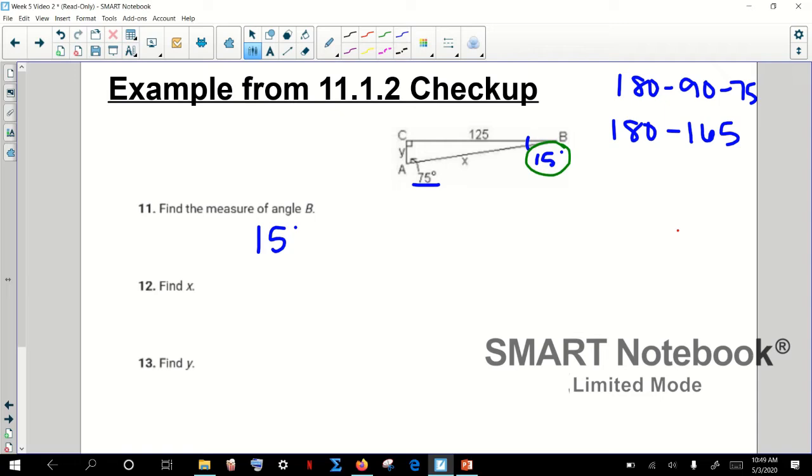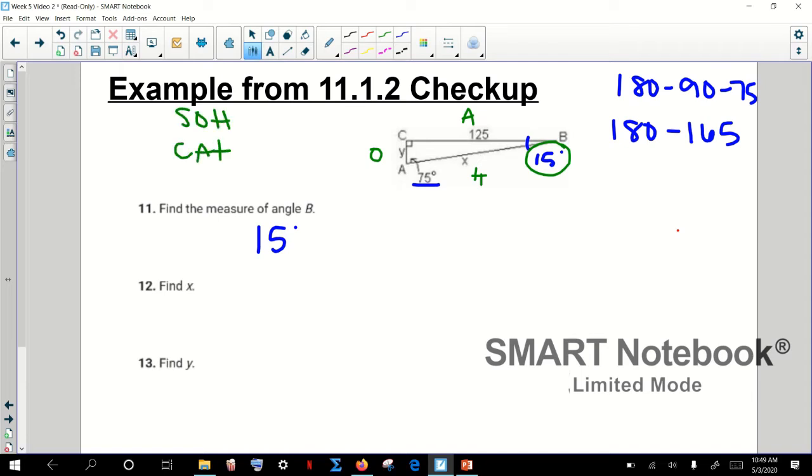If I want to find x, let's label our triangle accordingly. Y is going to be the opposite side from 15. X is going to be our hypotenuse since it's across from the right angle, and then that leaves 125 as our adjacent. Alright, so if I want to find x, that's our hypotenuse.